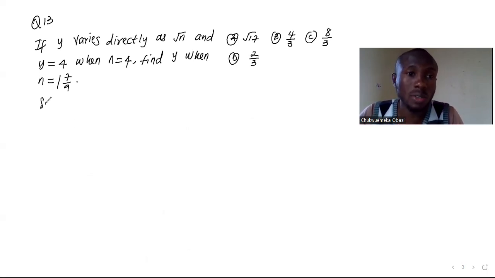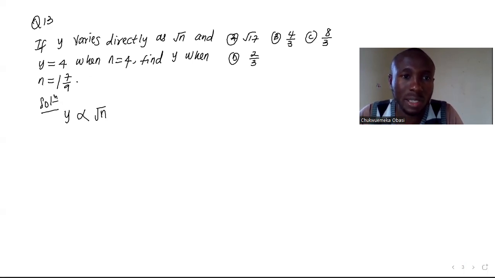So let us go into it right now. Solution. Now it says y varies directly as the root of n. What it means is y varies directly. This is the symbol for variation, directly as root n. So this is what this whole statement implies. So now you want to stop here.